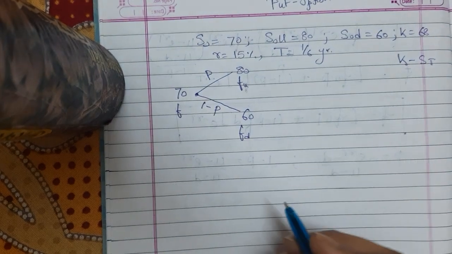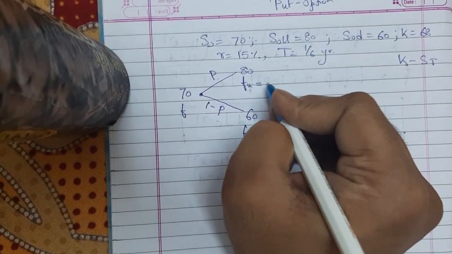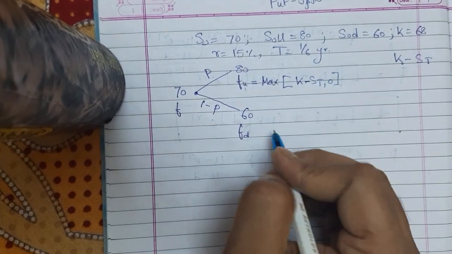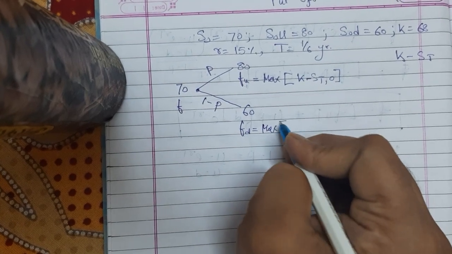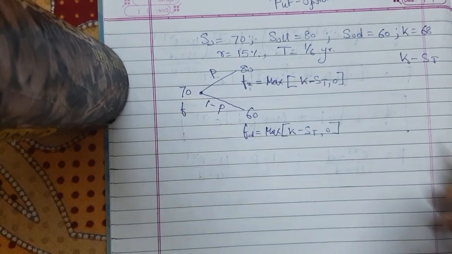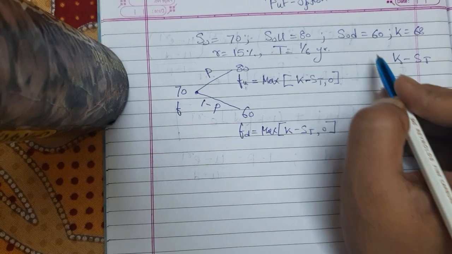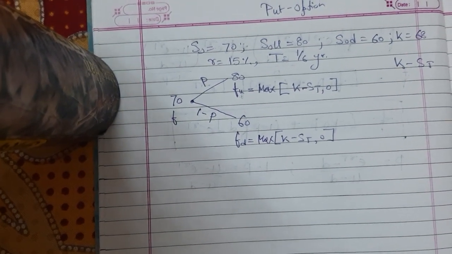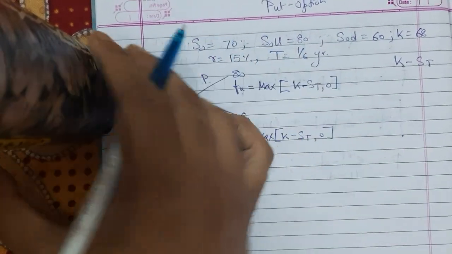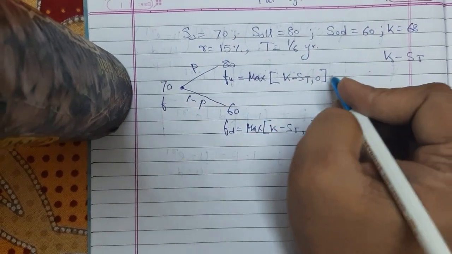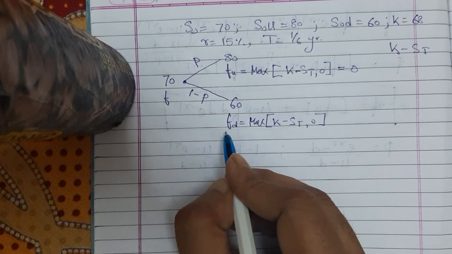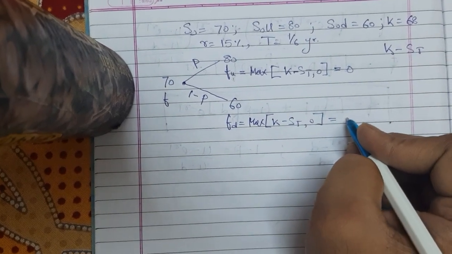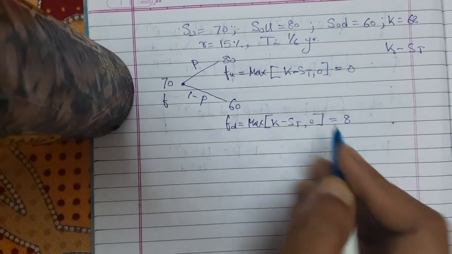Similarly as we have done in the case of call option, the value of put option can be calculated as the maximum of K minus ST or 0. As we know, here 68 rupees is the strike price of the put option, and here the future price is 80 rupees. So when we subtract 80 from 68, we get minus 12 rupees. Out of minus 12 and 0, the maximum value is 0. So the value of FU will be equal to 0. In the case of FD, when we subtract 60 from 68, we get 8 rupees. So the maximum out of 0 and 8 is 8 rupees. So the value of FD will be 8 rupees.